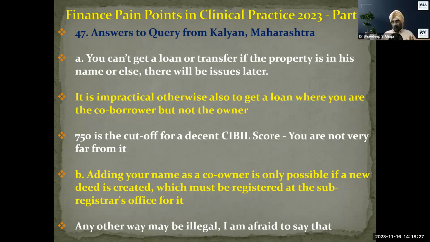So unless you are the owner or the co-owner in that property, it is futile to take a loan in your name. Yes, the home may be ours. Husband and wife both can say our home. But till the time it is in his name, you will not get it.